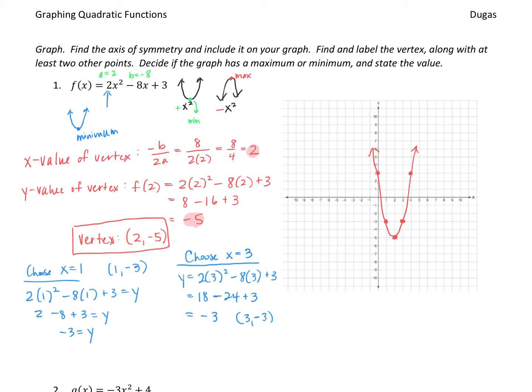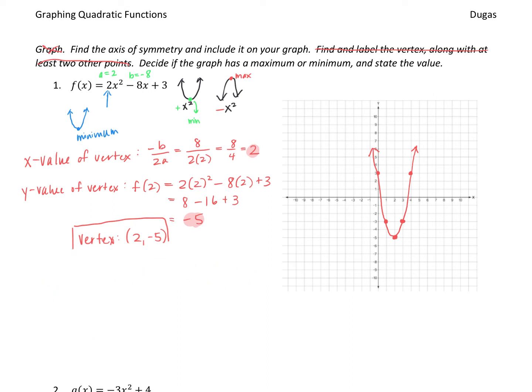So let's see what I've done so far. Graph, I did that. Find the axis of symmetry and include it on your graph. I have not done that yet. Find and label the vertex along with 2 other points. All right, I've done that. Decide if the graph has a minimum or maximum and state the value. Okay, so I've already kind of talked about that it has a minimum, but let's look at that. So I'm going to erase this work so far. If you need to pause now and write it down, go ahead.